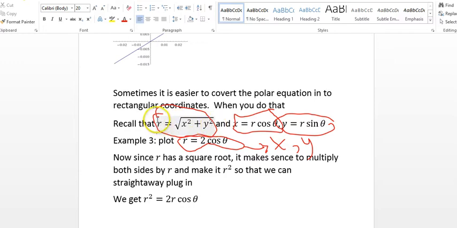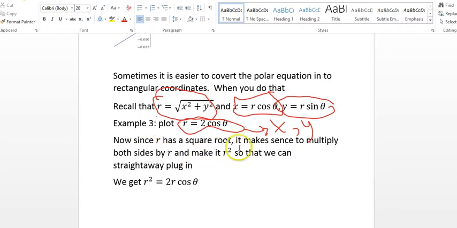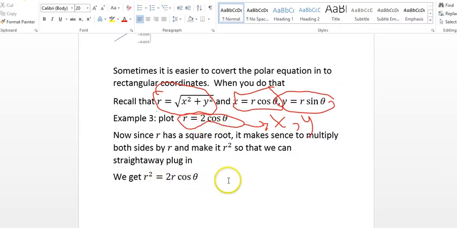Now when you square both sides, this side you get r squared, and when you square the right hand side you get x squared plus y squared. But rather than squaring it, another way to get the square would be to multiply both sides by r. If you multiply both sides by r, then this side becomes r squared, which is x squared plus y squared. So we multiply both sides by r, and then the right hand side will become 2r cosine theta.